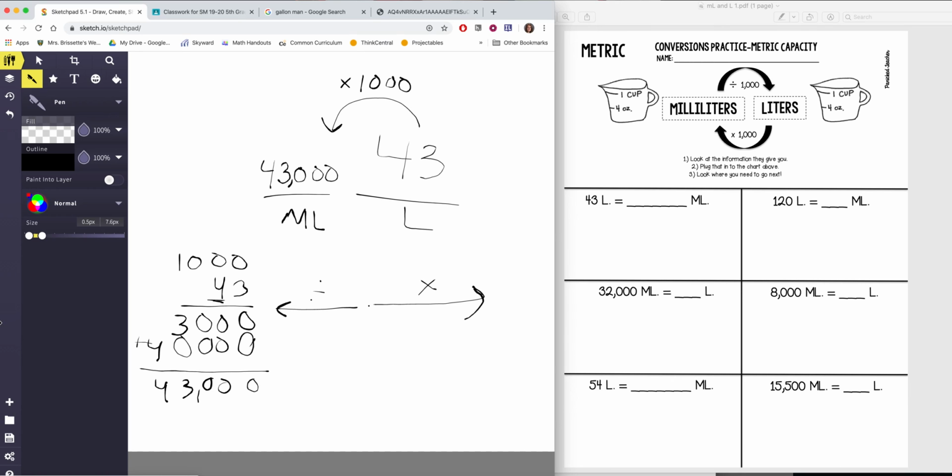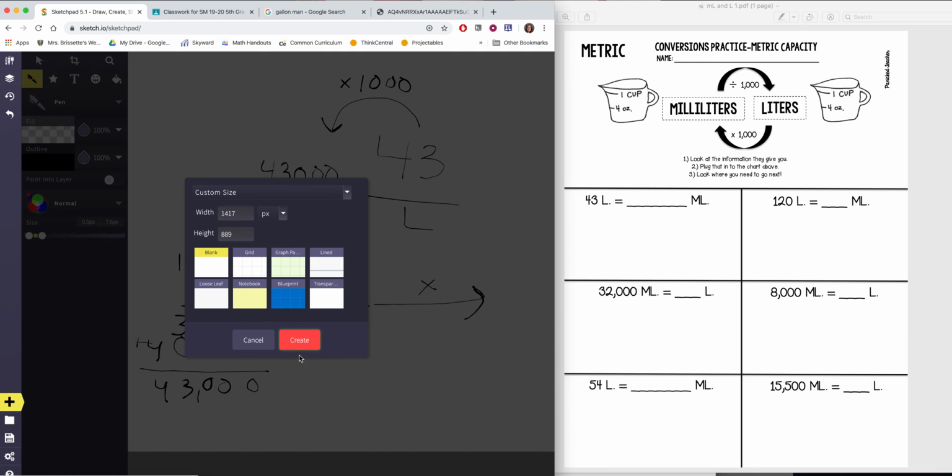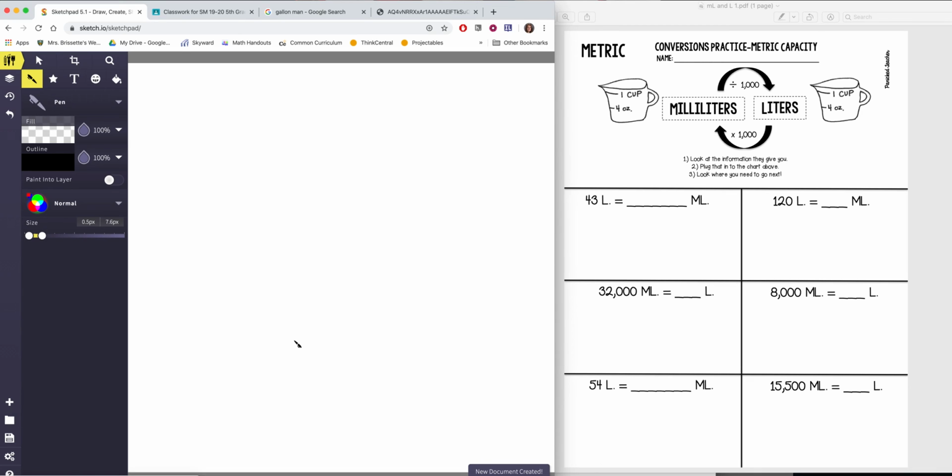Let's go from small to large, and we will try this big number, 15,500 milliliters. And we're jumping up to liters, which says that we need to divide by 1,000.